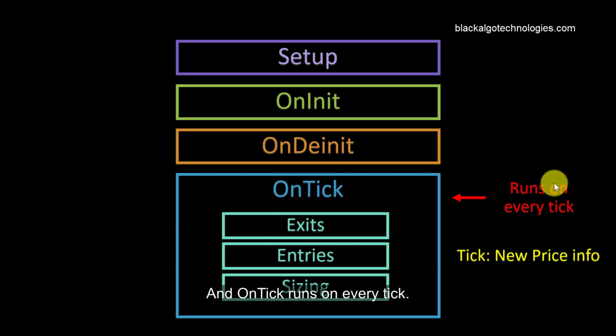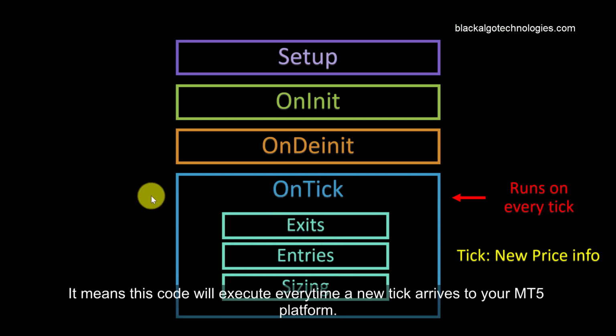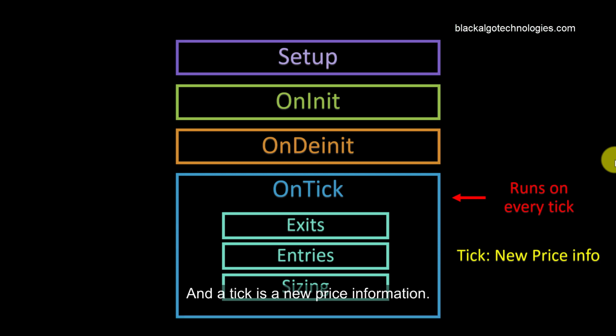And on tick runs on every tick. It means this portion, this code, will execute every time a new tick arrives to your MetaTrader 5 platform. And a tick is a new price information. So if the bid price changes, the ask price changes, the volume changes, things like that, any one of these changes qualifies as a tick.